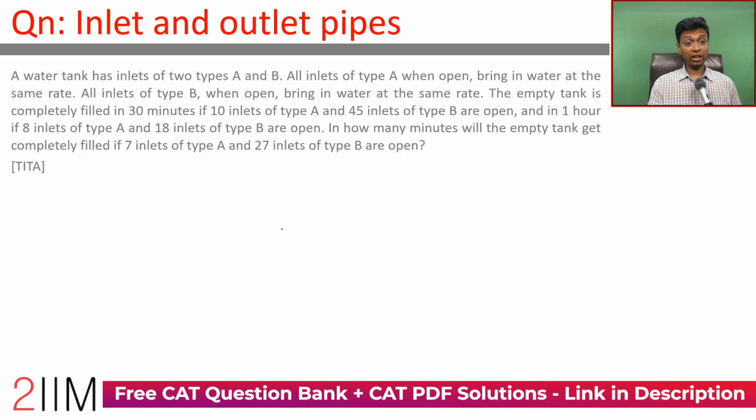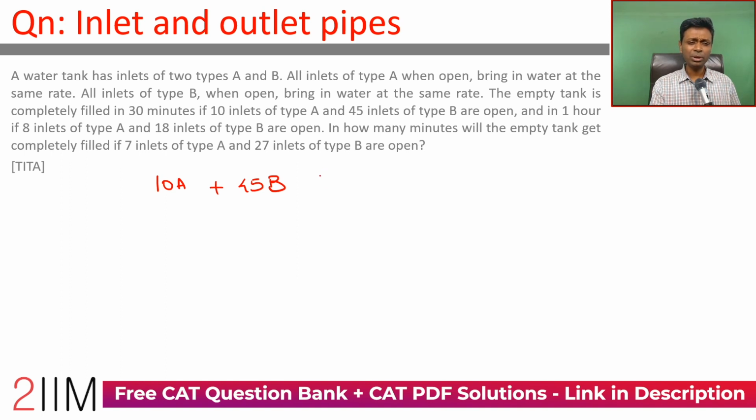A water tank has inlets of two types, A and B. All inlets of type A, when open, bring in water at the same rate. All inlets of type B, when open, bring in water at the same rate. The empty tank is completely filled in 30 minutes if 10 inlets of type A and 45 inlets of type B are there.